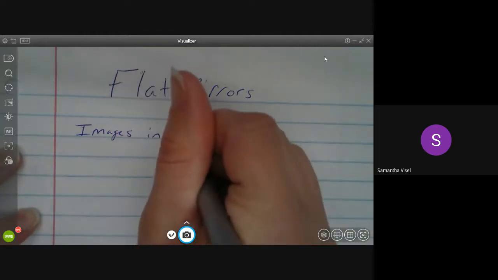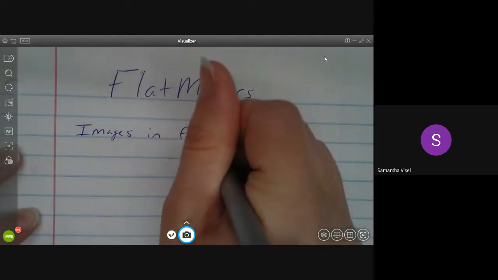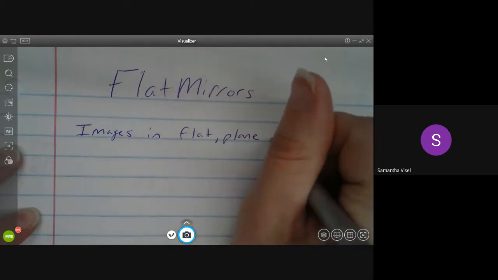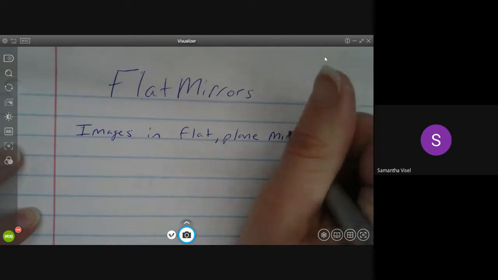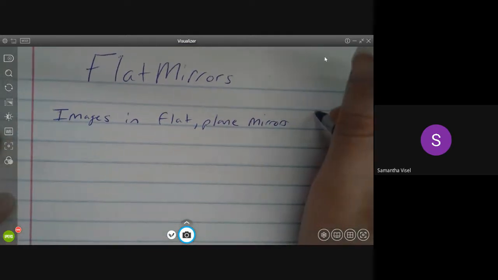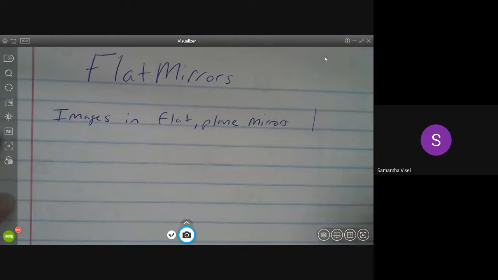Images in flat plane mirrors. And so by a plane, we mean just a mirror that's completely flat, like what you would stand in, what you'd be looking in in the bathroom, most of you, or a window. It's just a flat mirror.